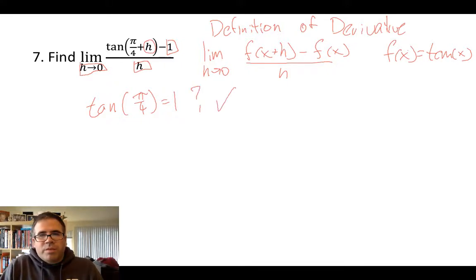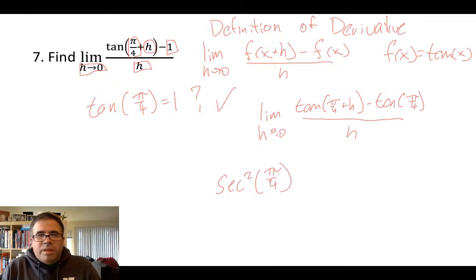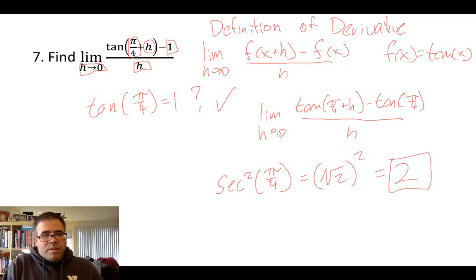So that means this is of the form limit as h goes to 0 of tangent of pi over 4 plus h minus tangent of pi over 4 all over h. Now, what does that mean? Since this is the definition of the derivative, that means this problem is telling us take the derivative of tangent, which happens to be secant squared, and plug in this number, pi over 4. So we're asking, what is the secant squared of pi over 4? Well, the secant of pi over 4 is the square root of 2. And the square root of 2 squared is just equal to 2. So that is how you do one of those.